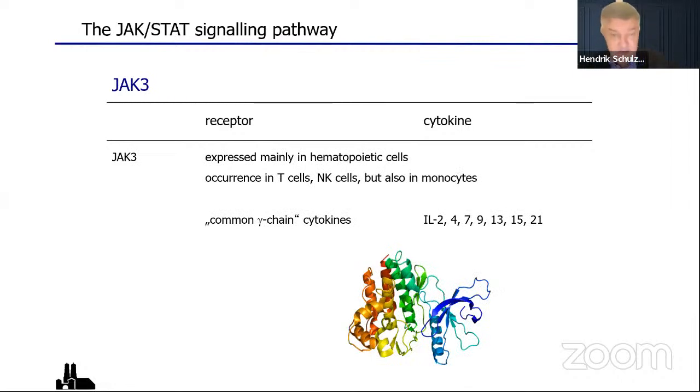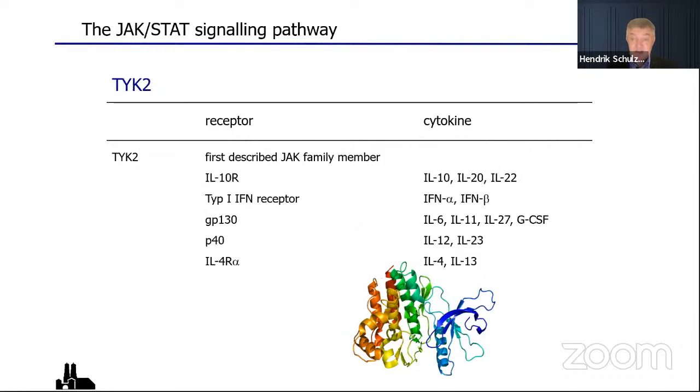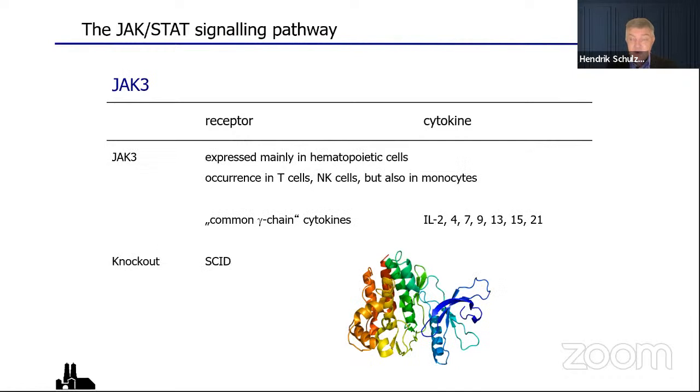JAK3 is interesting because it's expressed in hematopoietic cells. It does occur in T cells, in NK cells, but also monocytes, and it transfers signaling through the IL-2, 4, 7, 9, 13, 15, and 21 cytokines, the common gamma chain. If you knock out JAK3, the phenotype is viable, but it is a SCID situation where there is no way that the T cells and B cells can interact with each other or even transform.